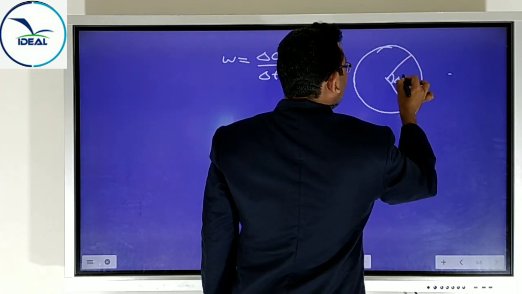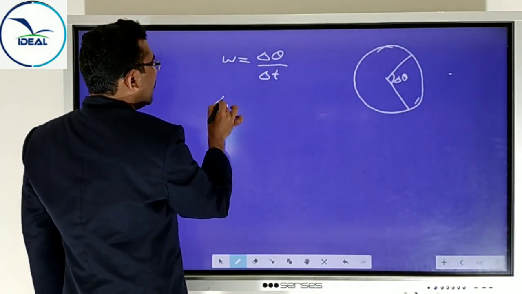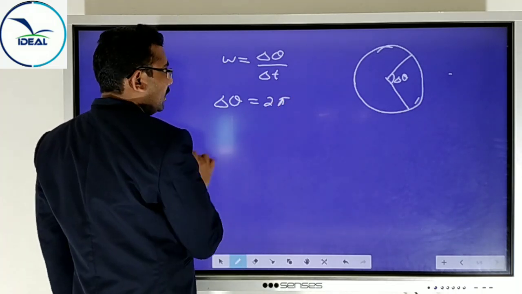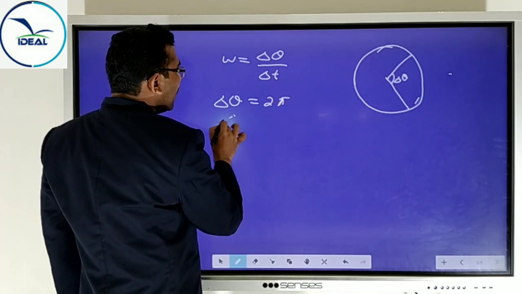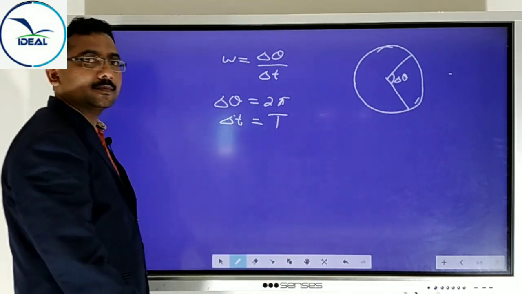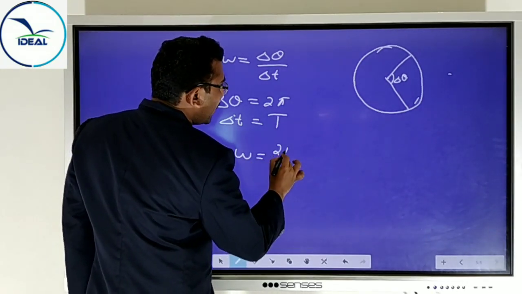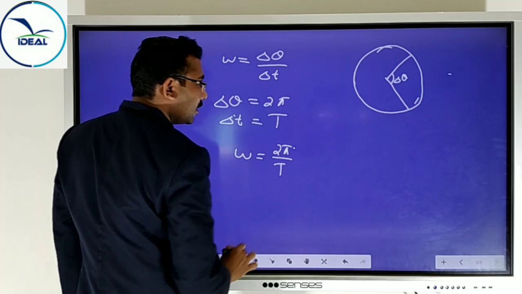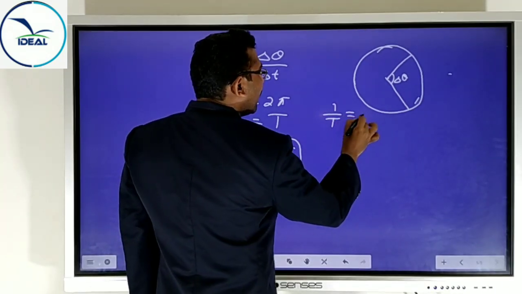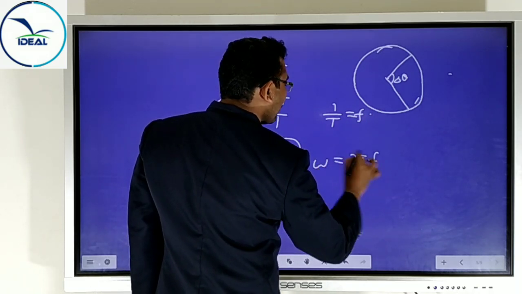This is the delta theta angle. For one complete revolution, delta theta equals 2 pi, isn't it? Yes. What is delta t for a complete revolution? It is the time period T. Then we can write omega equals 2 pi by T, isn't it? Very, very important equation. But 1 by T equals f, so we can also write omega equals 2 pi into f.